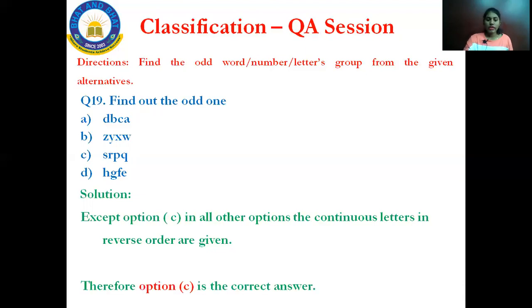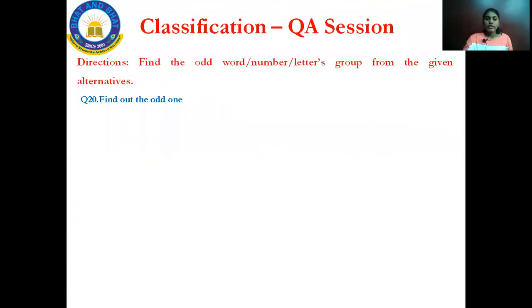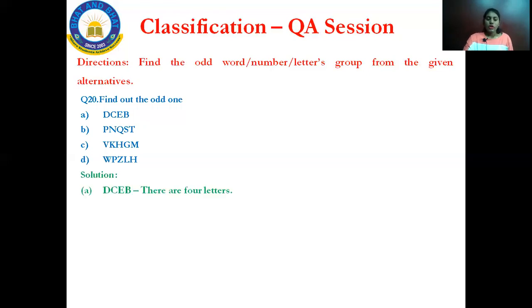Next, I move on to the next question. Question number 20. Find out the odd one. Your options are: option A, D, C, E, B; option B, P, N, Q, S, T; option C, V, K, H, G, M; option D, W, P, Z, L, H. Let me solve this. Solution: D, B, C, A. There are 4 letters. Count the letters in all the options. See, D, B, C, A: 4 letters. And then P, N, Q, S, T: 5 letters.